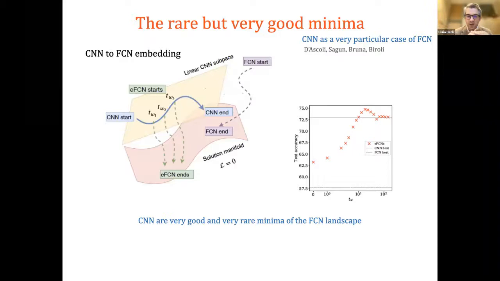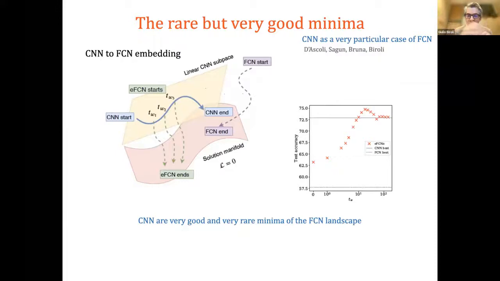And so you can do it at different tw. You can just put the constraint at the very beginning, only in the initial condition, and then you let the system train as a fully connected network. Or you can keep the constraint until a time tw, and then you let it evolve in the full space. Or you can keep it until the end. If you keep the constraint until the end, this is just the normal training of a convolutional network.